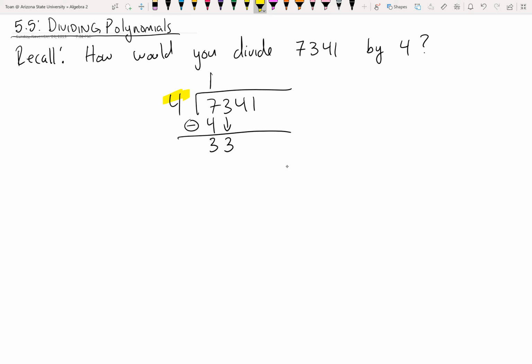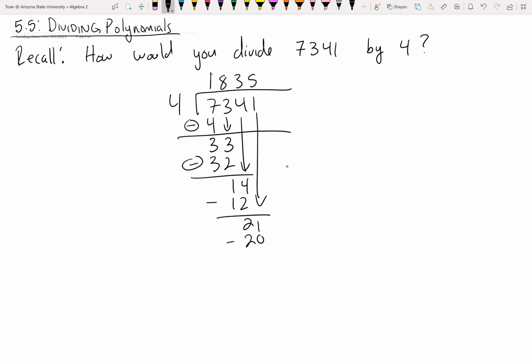You ask yourself, how many times does 4 go into 33? So you go ahead and do that division. 33 divided by 4 is at most 8 times. 8 times 4 is 32. You subtract, and then you bring down. 4 goes into 14 3 times. 3 times 4 is 12. You subtract, 2. You bring down. 4 goes into 25 6 times.